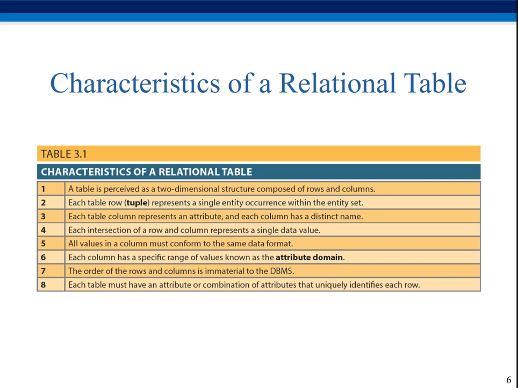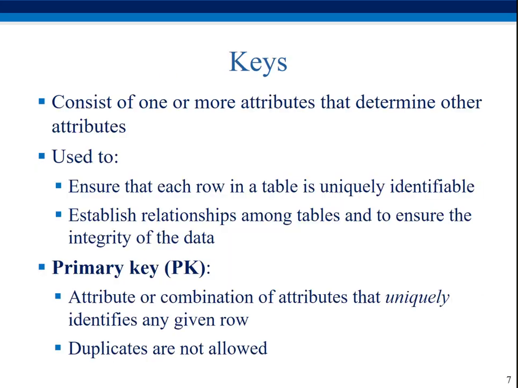Then the intersection of a row and column is just like an Excel spreadsheet, and it has a single value in there. In a column, they must all be the same format, you know, either a number, text, or a date. And then each column has a specific range of values known as an attribute domain. So if you have a certain age, you obviously need to make sure that it cannot be less than 0.